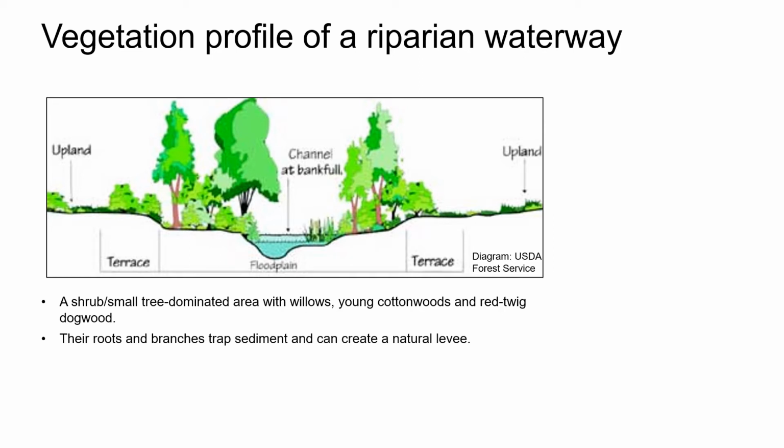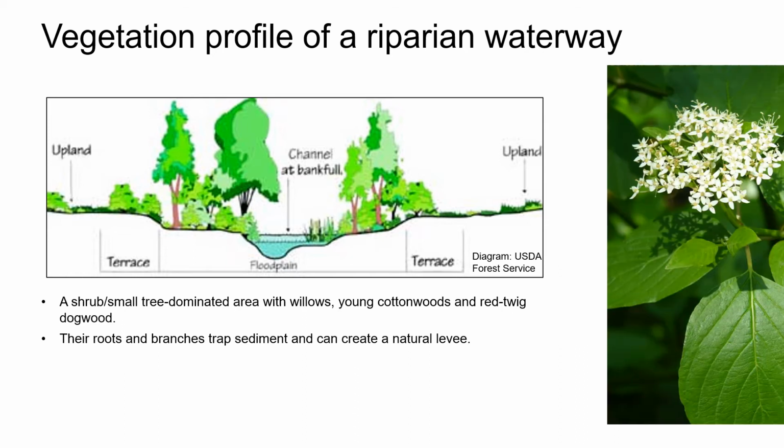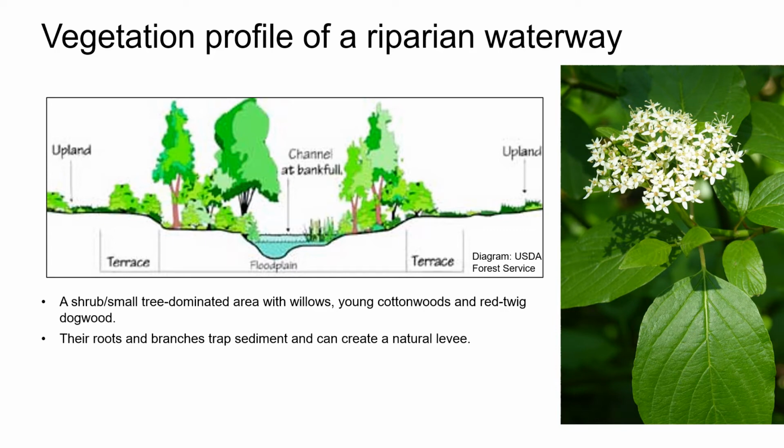The next zone up is dominated by shrubs or small trees, such as willows, young black cottonwoods, and red-stem dogwood that you can see here in bloom. The roots and lower branches of the woody plants in this zone trap sediment that's being washed downstream. Over time, as the sediment accumulates on the bank, a natural levee may be created. A levee is a ridge or embankment that runs parallel to the waterway and helps to provide flood protection.